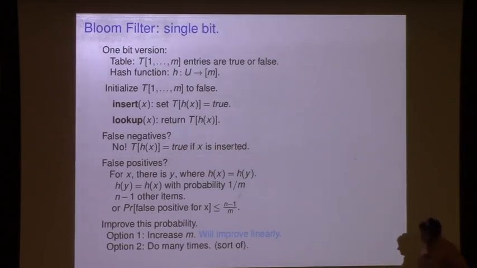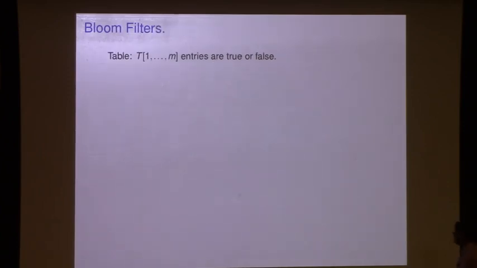You could also do this many times, and if you do it many times, you can improve exponentially. When you have failure probabilities, if you multiply one failure probability by another, you get the square of the failure probability. And if it's less than 1, it starts going to 0 exponentially. So let's see how to do it many times.